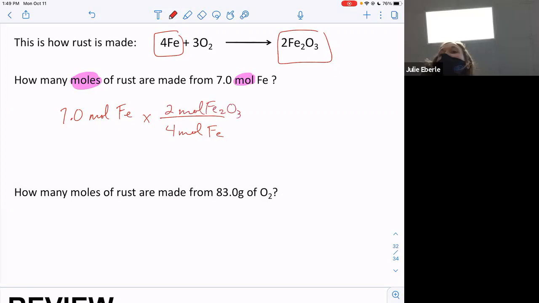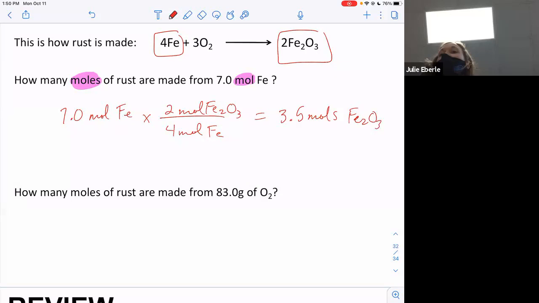Now you can simplify this to this mole ratio right here. This does simplify to 1 and 2 in this problem, but you don't have to do that. You just plug in the numbers that you have. Don't worry about that. You'll get the same answer, okay? So you'd say 7 times 2 is 14 divided by 4. What is that? 3.5. So 3.5 moles of rust, which is Fe2O3. There you go.